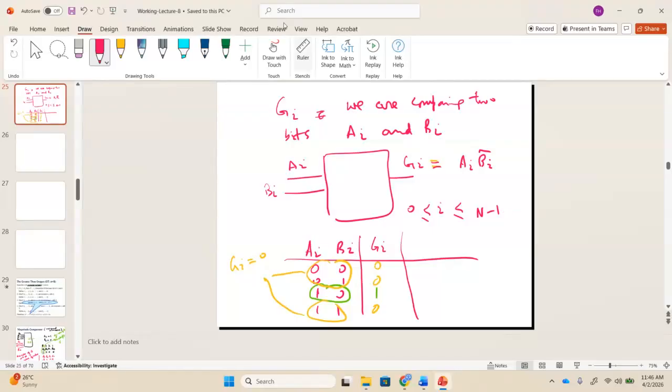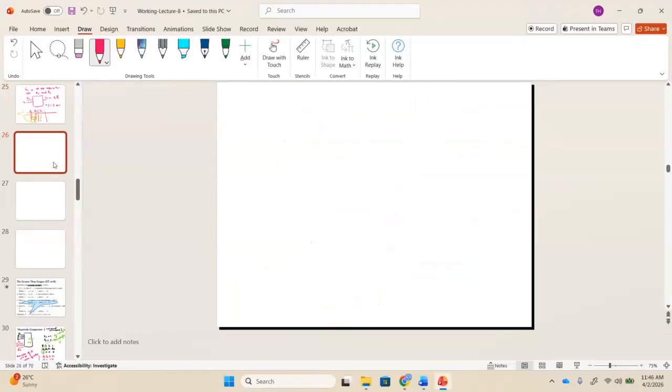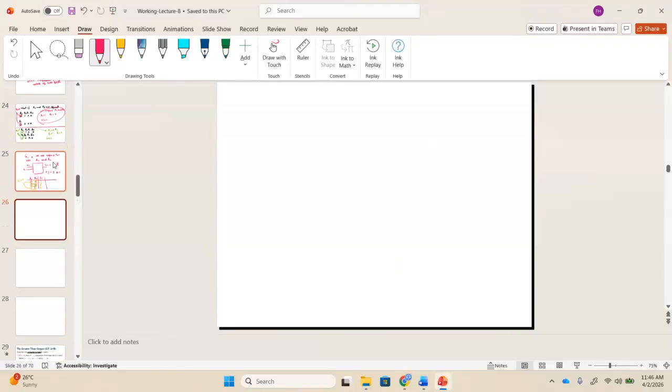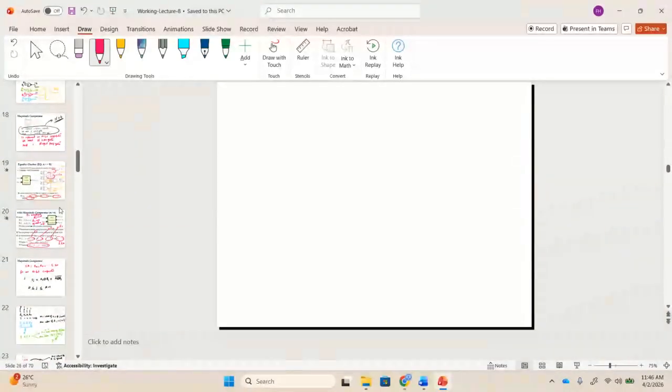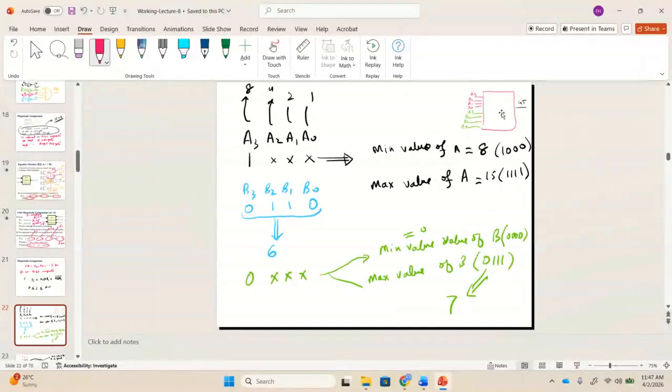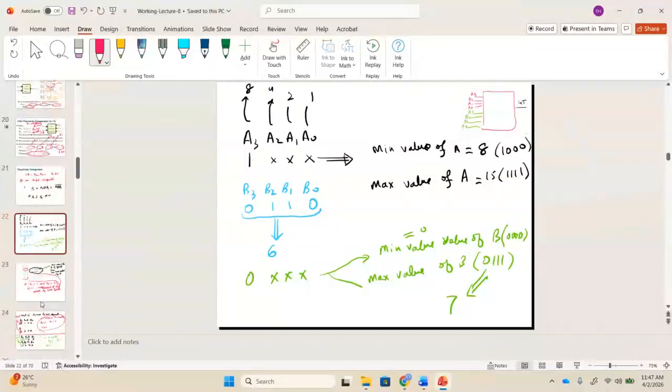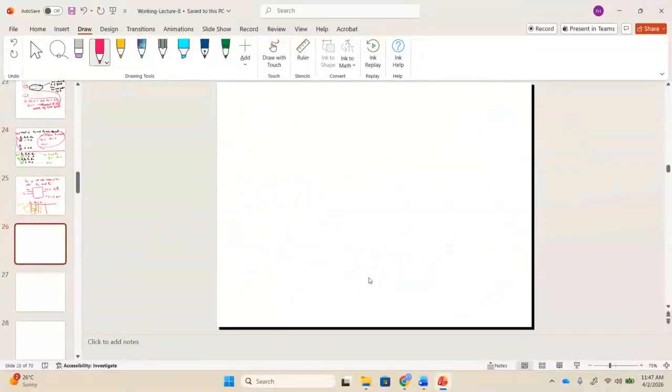Now we are going back to the truth table. Can you see here? Now I'm copying it and pasting it here. We want to find an expression for gt.